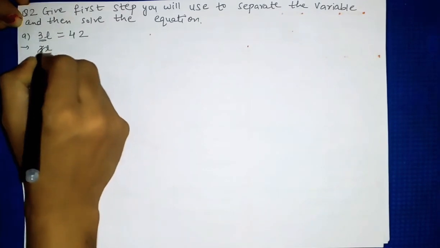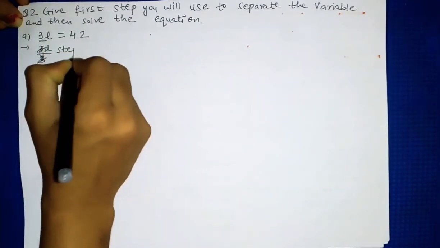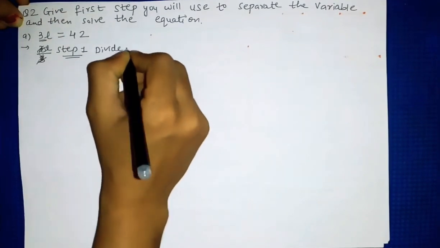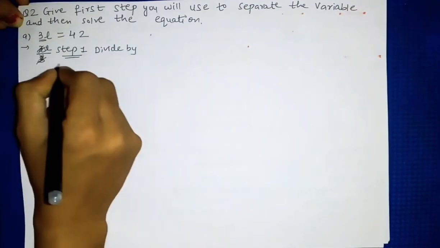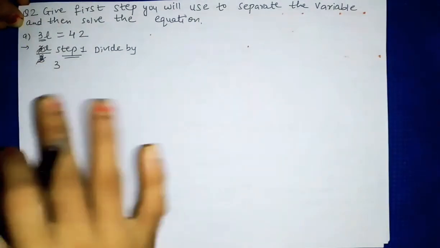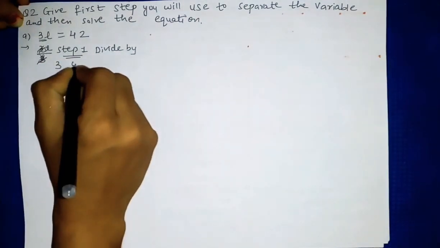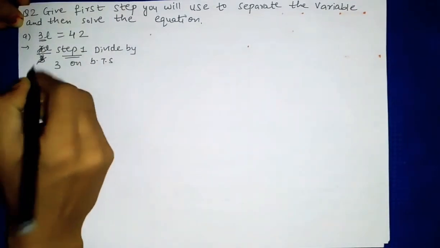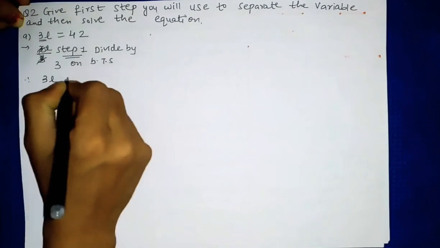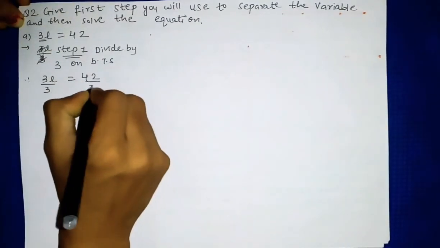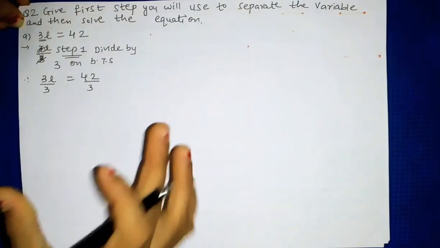Okay, so now let's see. Our step will be dividing by 3. We will divide by 3, but whatever we do has to be done on both sides. So dividing by 3 on both the sides. This side it is 3l and the RHS part is 42. So here also upon 3, here also upon 3. Both sides we are dividing by 3.